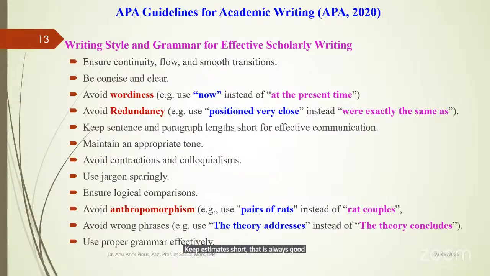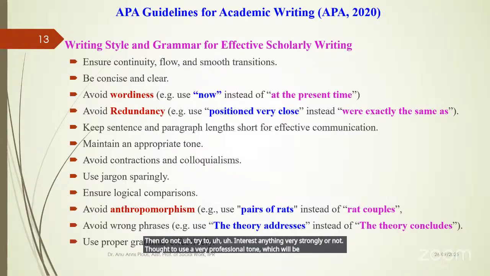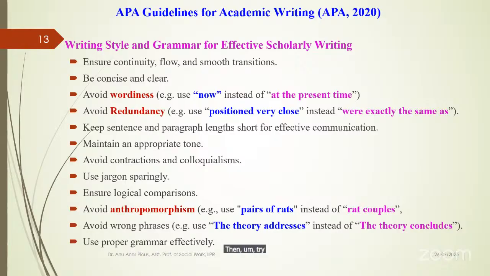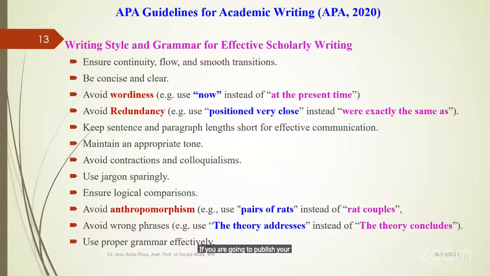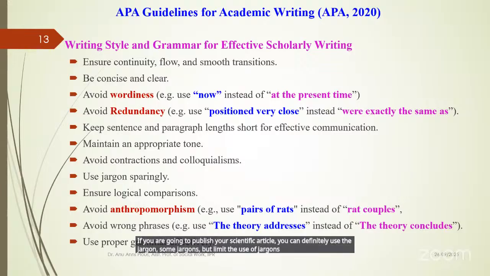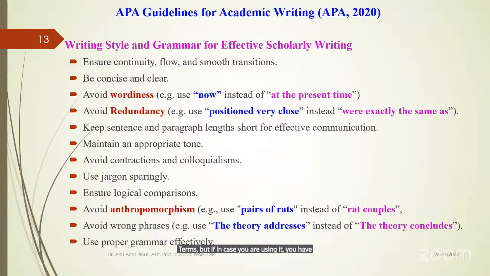That is always good. Maintain an appropriate professional tone in your language. Do not try to assert anything very strongly. You have to use a very professional tone which will be convincing to everyone. Then try to avoid, as much as possible, contractions and colloquial words in your report. If you are going to publish a scientific article, you can definitely use some jargon, but limit the use of jargon. Jargon means very specific scientific terms. But if you are using it, you have to give the explanation for that also.